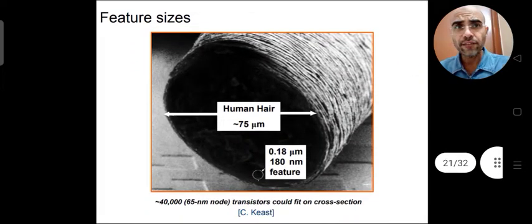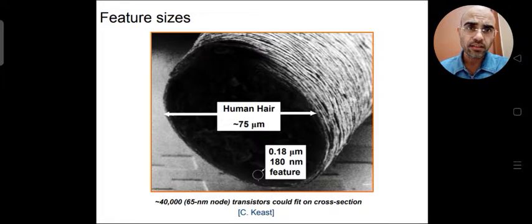Then, just to get an idea of how small the transistors are, look at this 180 nanometer diagram. 180 nanometer was around 2002 to 2004, so the transistors on an IC were in this range, 180 nanometers, somewhere in that era. The diameter of a human hair is around 75 micrometers, and it looks so large. Compared to that, 180 nanometer is something like a dot, so this much small area.